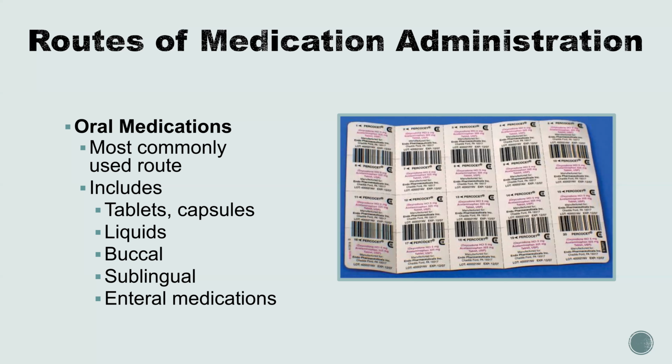There's also enteral medications. These are for patients who cannot swallow or who have feeding tubes, right? So we're talking NG tube, OG tube, PEG tubes, things like that. Anything that's going directly into the stomach or the jejunum or the small intestine.